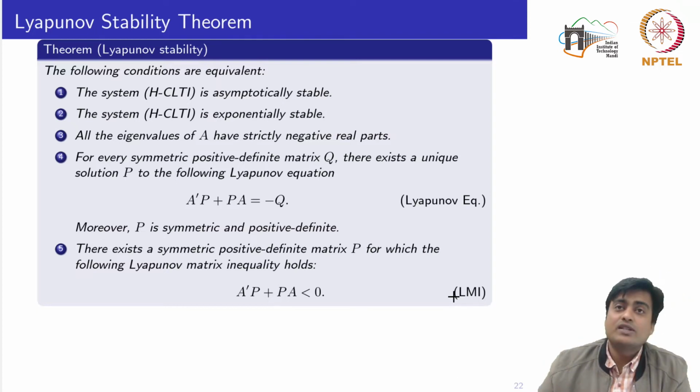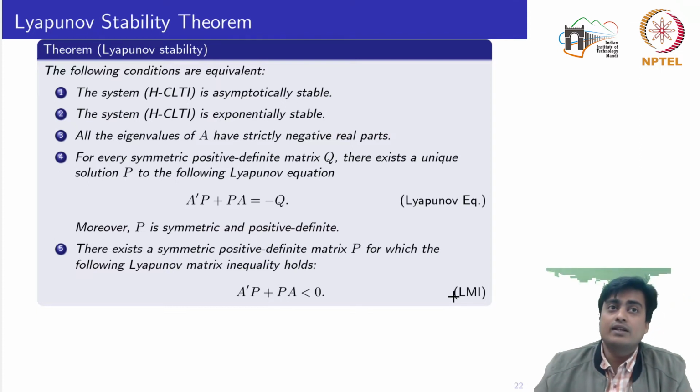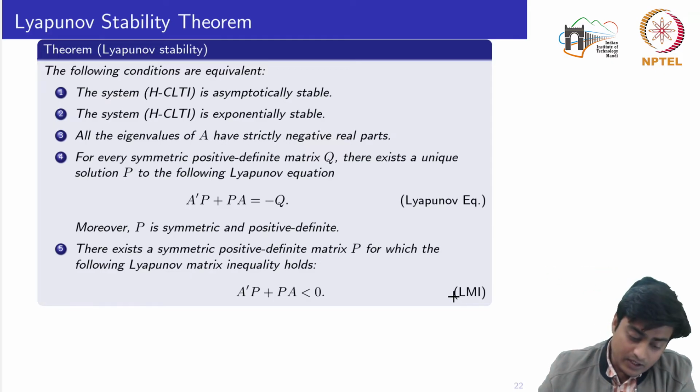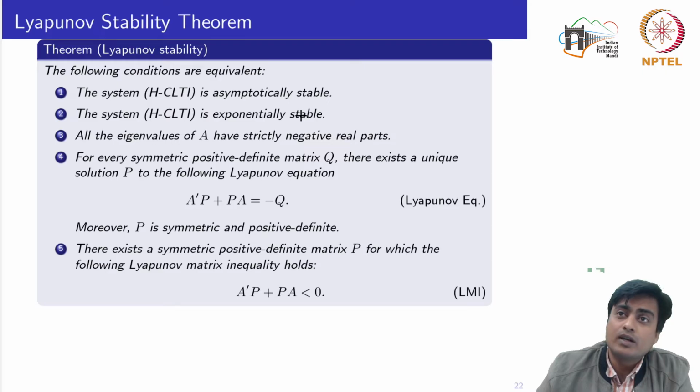This LMI term is in general used for linear matrix inequality, right? So next we will see the proof of this important theorem, because, as we are seeing in the statement of this theorem, without even computing the solution or the eigenvalues, just by saying the existence of the symmetric positive definite matrix P, we can comment on the stability of the system, right?